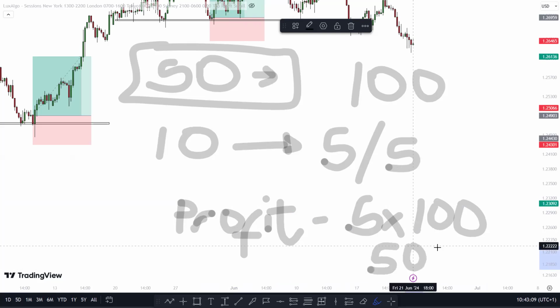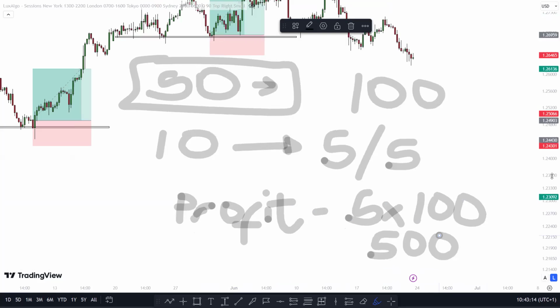Now, the reason why I'm using 50 is 50 is okay for people to risk. Now somebody's saying, wow, $50. I don't even have $10 in my trading account. Don't worry, I'm going to be showing you how you can get money to trade.